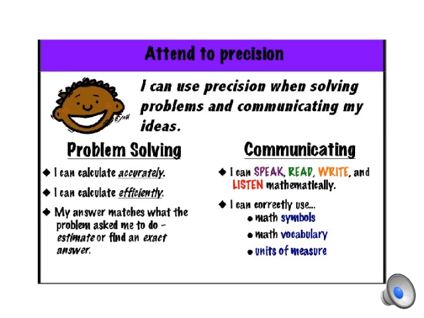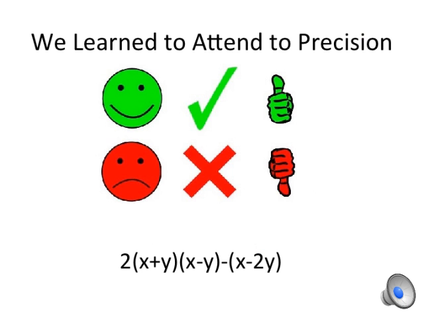Attend to precision. As this poster suggests, Mathematical Practice 6 points to the need for students to be careful and clear when they're communicating their ideas, communicating their mathematical thinking. They need to be able to use precision when solving problems, and they need to use precise words when communicating ideas. We learn to attend to precision.